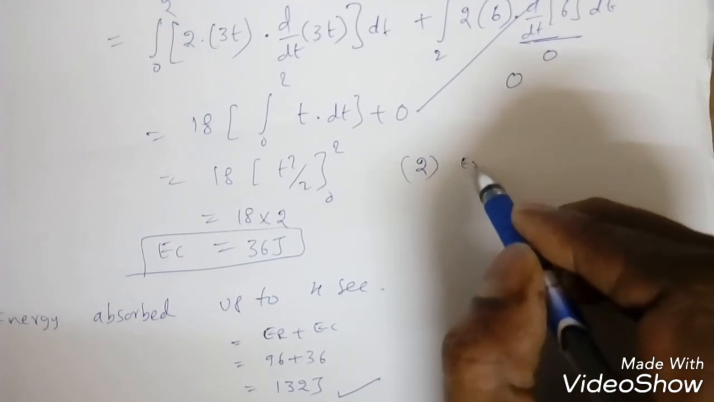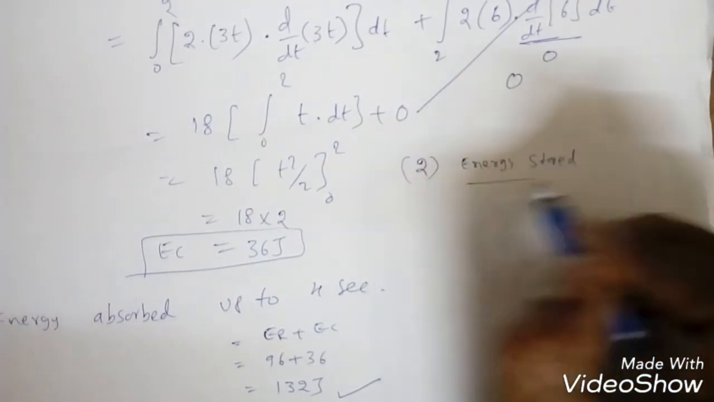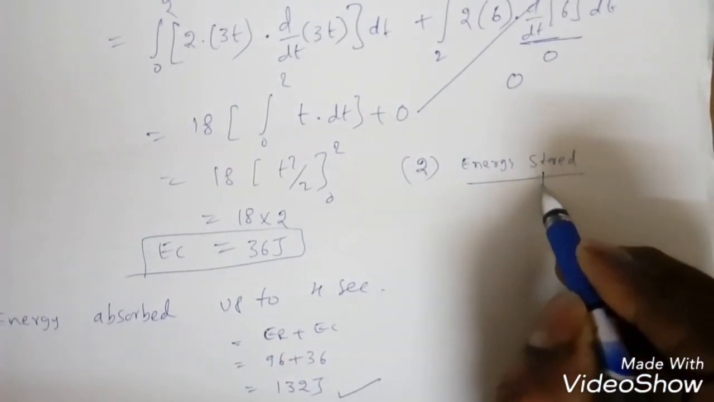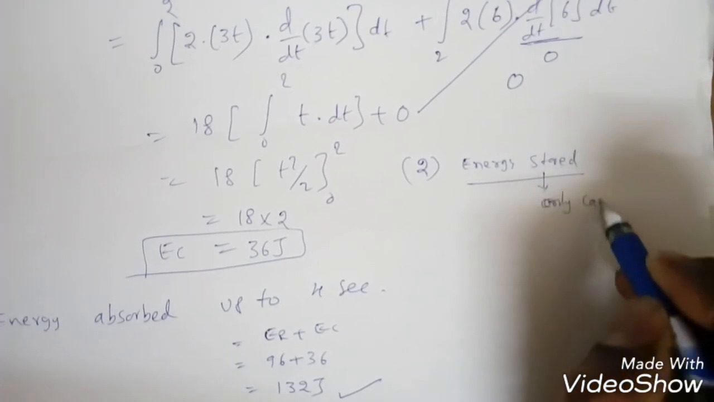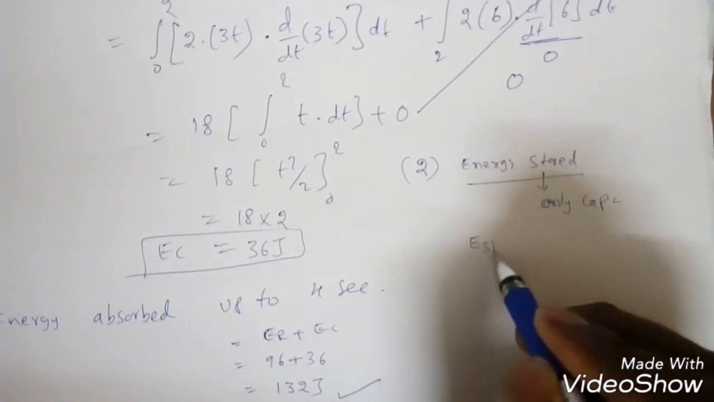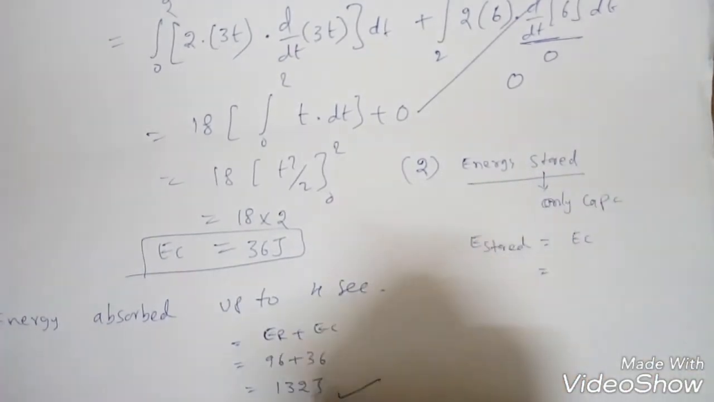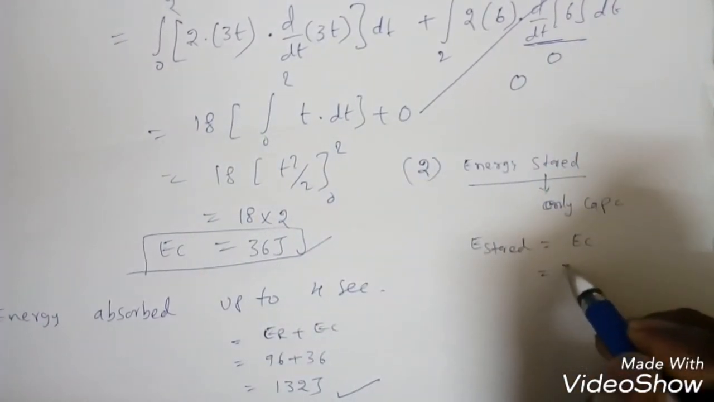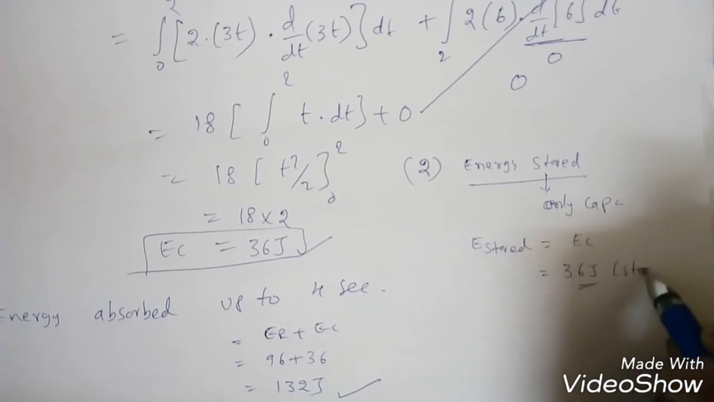In the second question he mentioned, in that same question, what is the energy stored? I already gave the explanation: the storing mechanism applies only to the capacitor. That means the energy stored is only the capacitor energy. What is the capacitor energy? We already found this is 36 joules. So the energy stored up to 4 seconds is 36 joules.